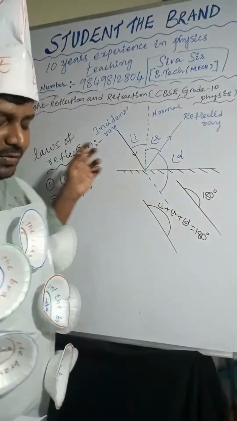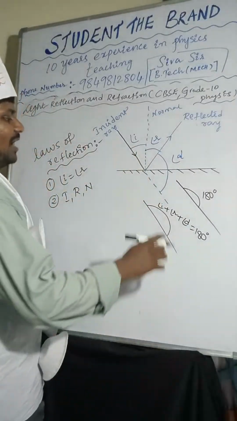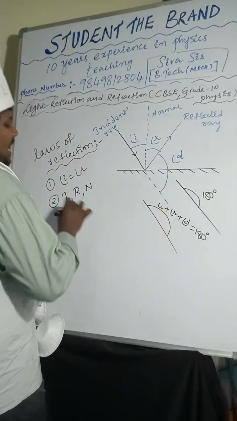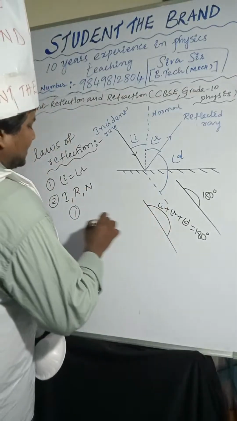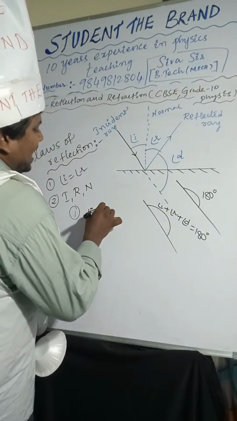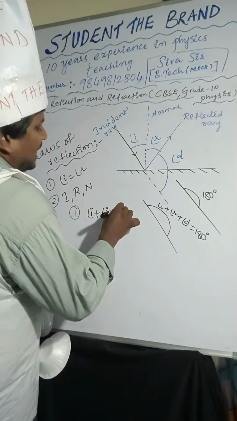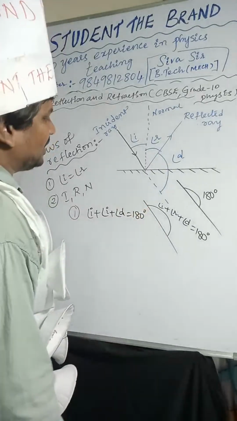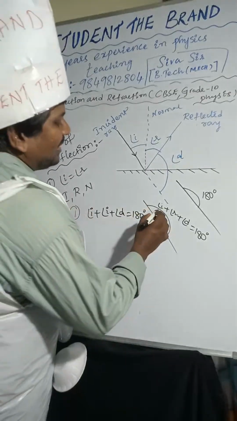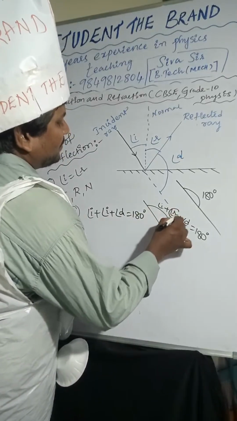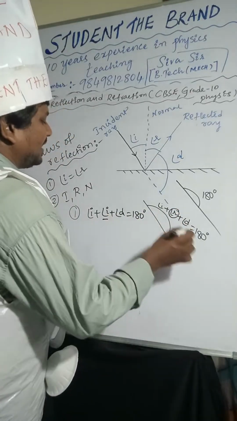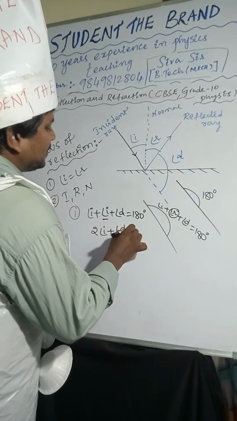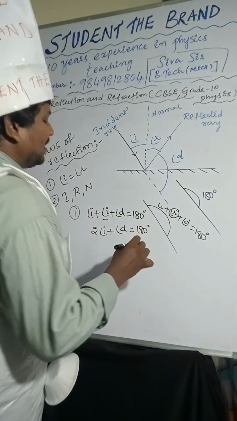So now you are considering, according to the laws of reflection, angle of incidence plus angle of reflection plus angle of deviation equals 180 degrees. Now you are seeing here, in place of the angle of reflection, I am substituting the angle of incidence. So 2 times angle of incidence plus angle of deviation equals 180 degrees.